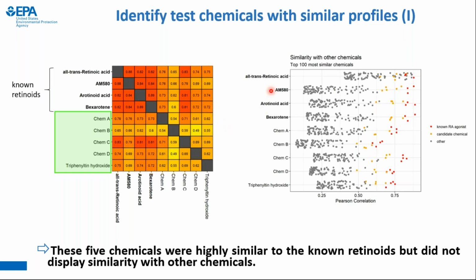So I plotted here, for each chemical, the similarity to the 100 nearest chemicals. You see in red their similarity to the known retinoids, and in orange to the other, what we call candidate retinoids. You can see that these 5 chemicals look similar to these known retinoids and candidate retinoids, but they do not look similar to other chemicals. So that is a specific profile.